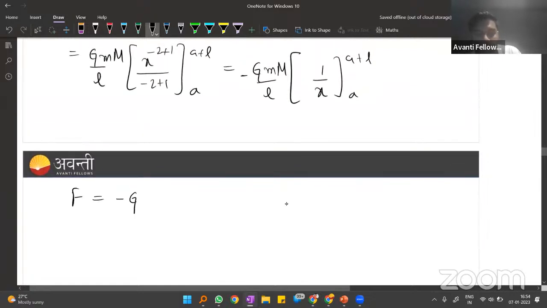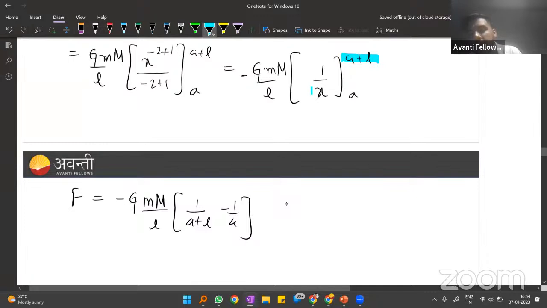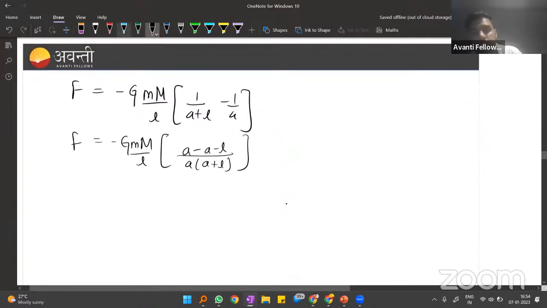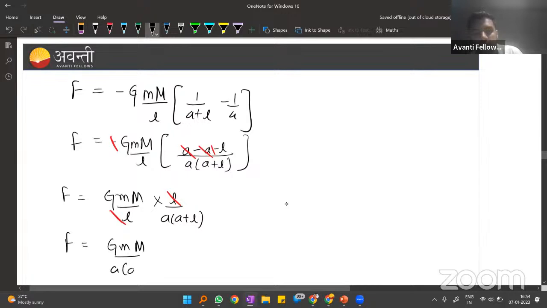The force will come out to be minus G small m capital M by L, and that will be equal to 1 by a plus L minus 1 by a. First put the upper limit in place of x, then put the lower limit in place of x, and then subtract these two. Minus G m M by L, and if you take LCM, it will come out to be a minus a minus L over a into a plus L. The minus and this inside minus will cancel out each other. So F is equal to G m M by L into L by a into a plus L. Again, this L and L will also get cancelled out. So the final expression will be F equals G m M by a into a plus L.